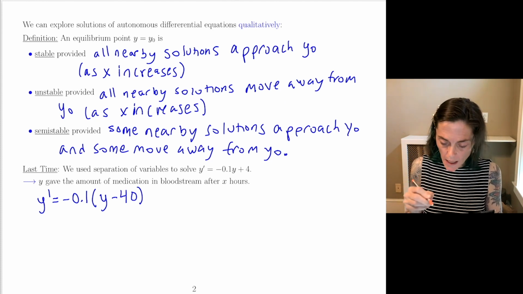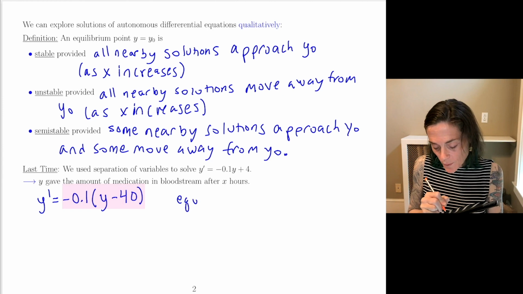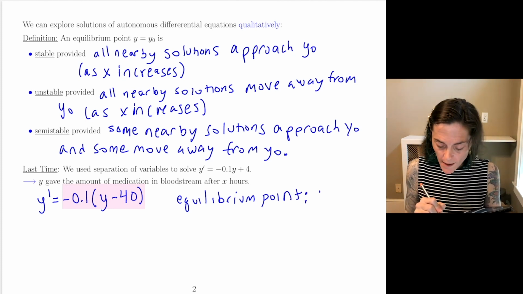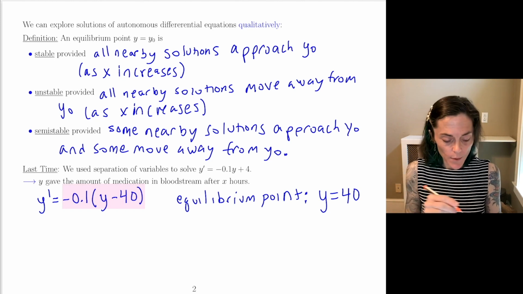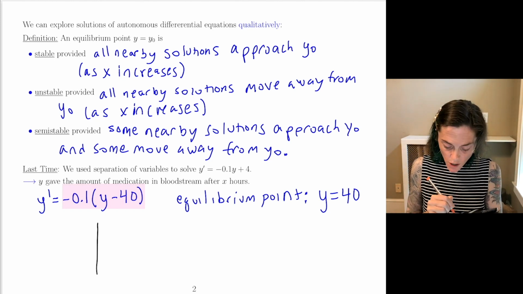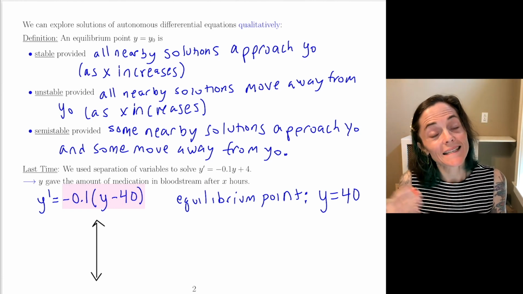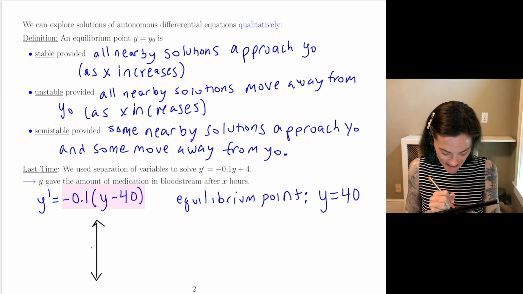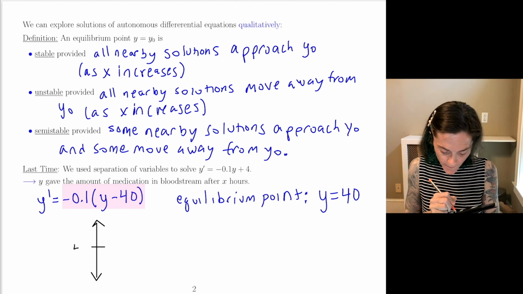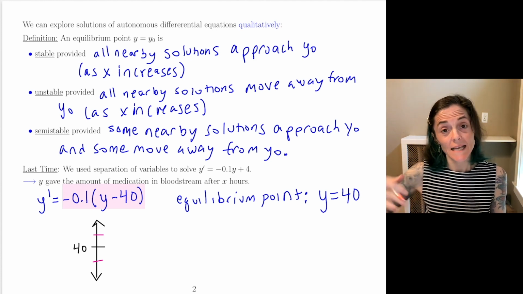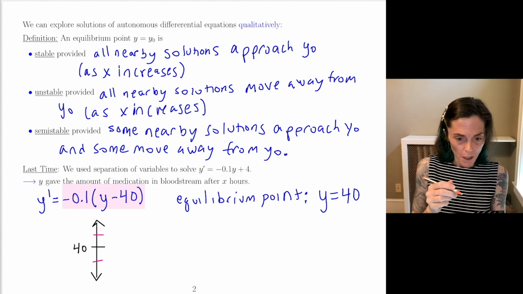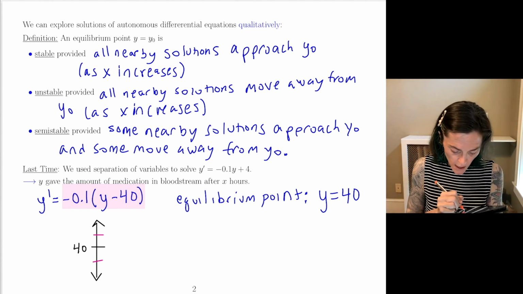I will box it in pink. We can see the equilibrium point here. There's just one: y equals 40. Now, how do you figure out if it's stable or unstable? Well, we can draw an axis. I will make it vertical because it's y values, but it's an axis. Here's 40. We could pick a value less than 40, pick a value bigger than 40, and test the sign of the first derivative. So let's pick, say, 30, and pick, say, 50.